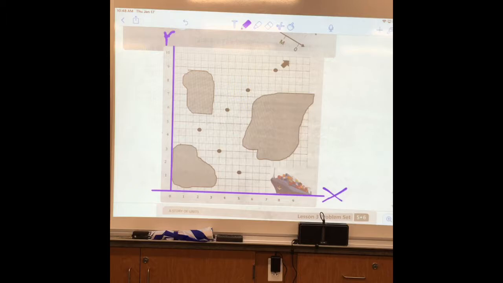What do we count first? We count our X axis first. We start at the origin. We're going to count over 1, 2, 3, 4, 5.